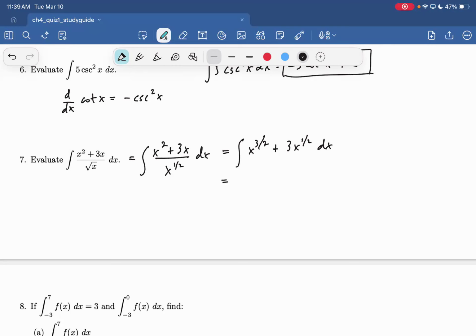And so now we just need to integrate these. So we're going to look at the power of the first one, 3/2, add 1, and then take the reciprocal of that. So 3/2 plus 1 is 5/2, and then the reciprocal is 2/5. So we have 2/5 x to the 5/2. Then the 1/2 plus 1 is 3/2. So we should have 3 times the reciprocal of 3/2, which is 2/3. 3 times 2/3 x to the 3/2, and plus c at the end. So if we simplify this, we'll get 2/5 x to the 5/2 plus 2x to the 3/2 plus c.